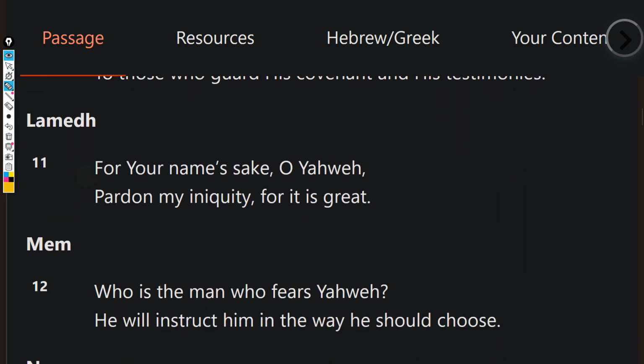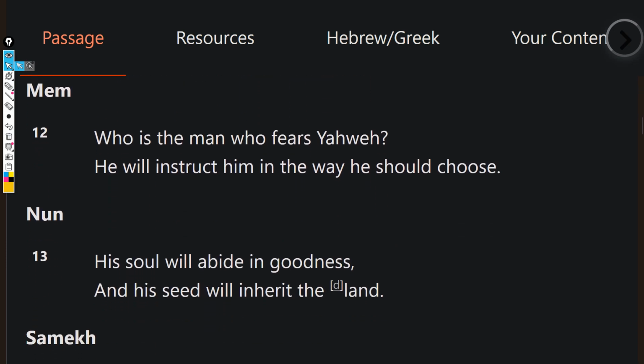Verse 11, for your name's sake, O Yahweh, pardon my iniquity, for it is great. King David had iniquity he needed saving from, or his sins, his injustices that which he has enacted upon. Who is the man who fears Yahweh? I don't know if that's a general question or he's about to get into the answer. He, either God, because it's a capital H, but it's at the very beginning of the verse, very beginning of the sentence, and the very beginning of the line, could be referring to man.